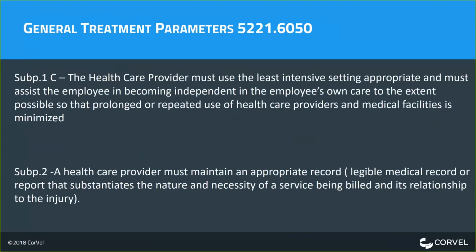So in continuing with the general treatment parameters, subpart 1C also states that the healthcare provider must use the least intensive setting appropriate and also must assist the employee in becoming independent in their own care, so that prolonged or repeated use of healthcare providers and medical facilities is minimized. Also, the general treatment parameters address documentation. In subpart 2, a healthcare provider must maintain an appropriate record that substantiates the nature and necessity of the service being billed and its relationship to the injury.